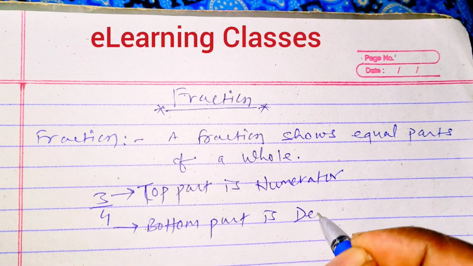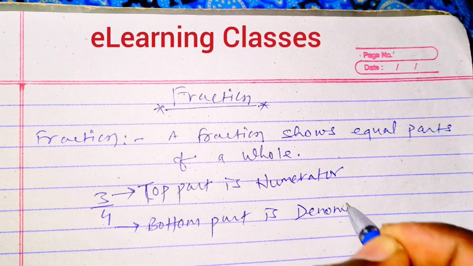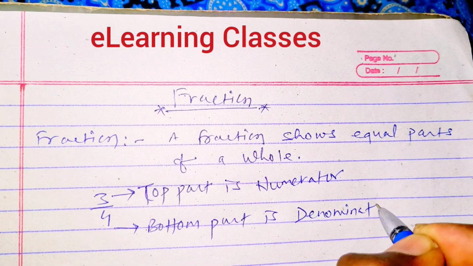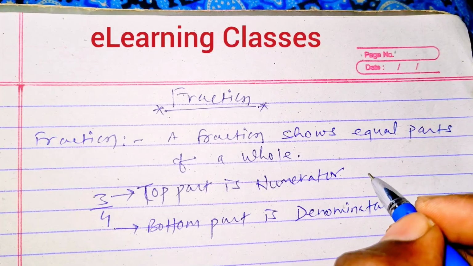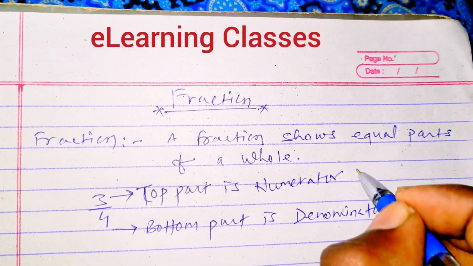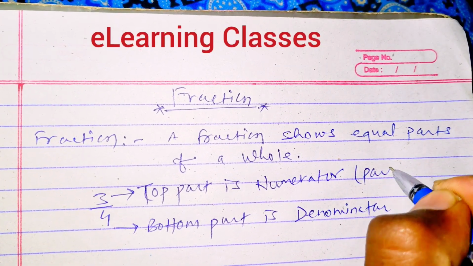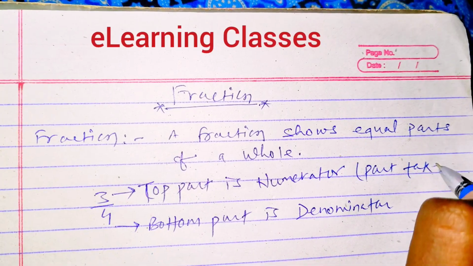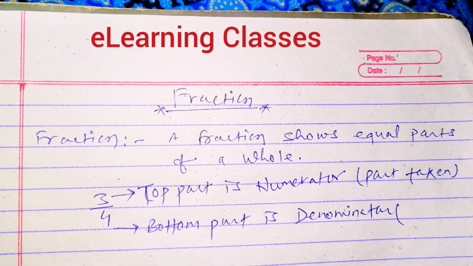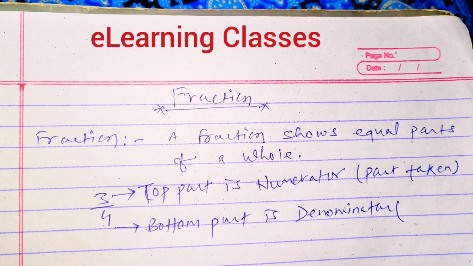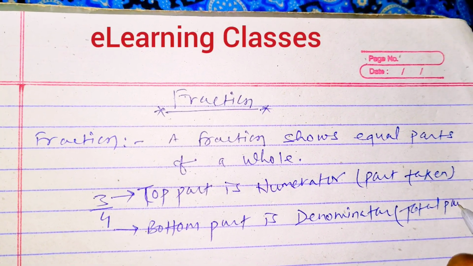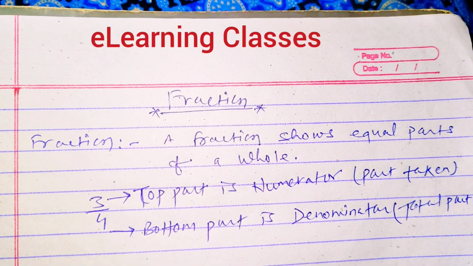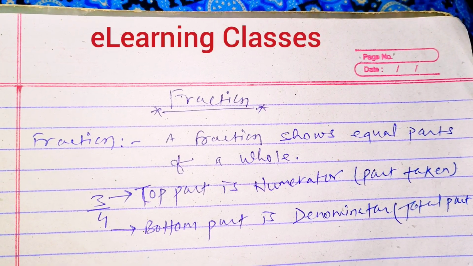So the upper part, the numerator, is the parts taken, and the lower or bottom part, the denominator, means the total parts, right? Now we proceed to its types.